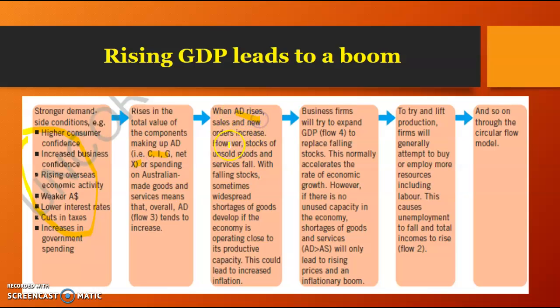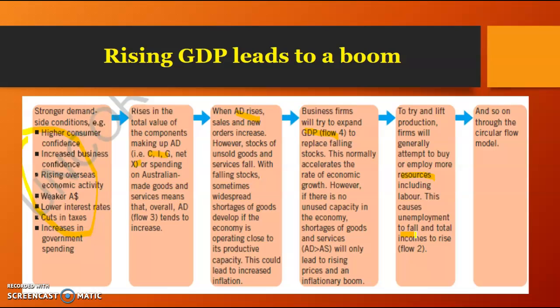Aggregate demand rises, so firms experience shortages, and they increase their production, assuming we're not at our productive capacity. They therefore increase GDP, and that leads to increased growth throughout the economy. In order to increase production, they hire more resources, and that flows on to increased incomes again and flows throughout the circular flow.